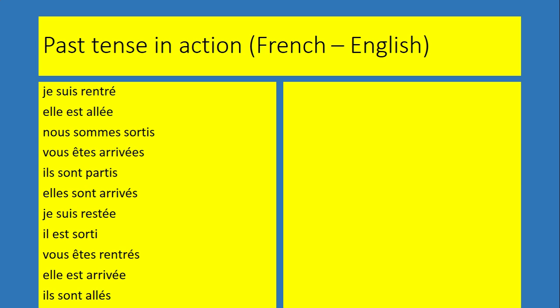So here's the past tense and action from French into English. All of these are using être in the middle, not avoir, because these are all those 6 verbs that I introduced earlier. So why not press pause, just write down your translations or say them out loud before I give you the answers. Here are the answers.